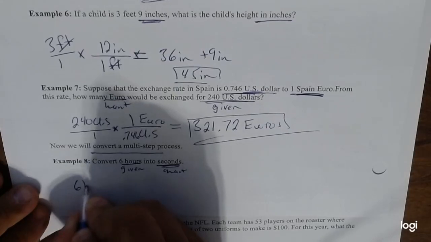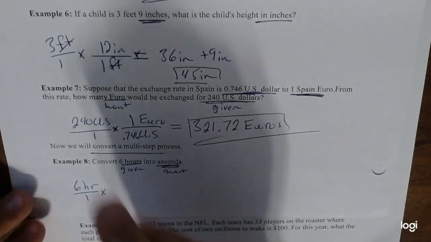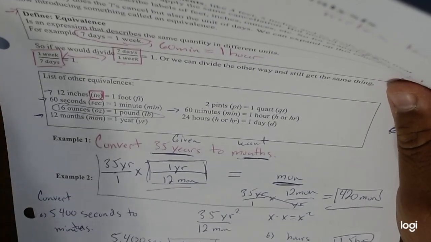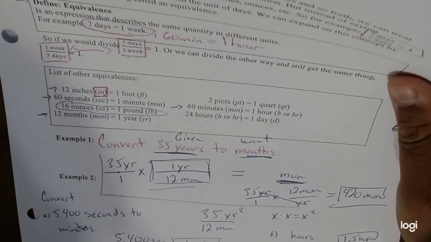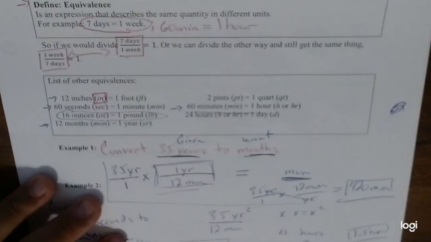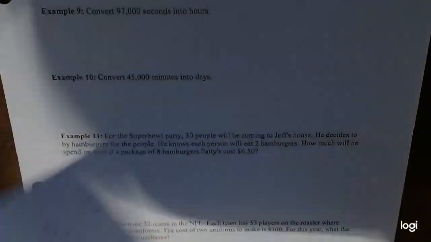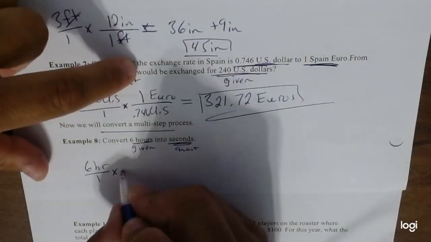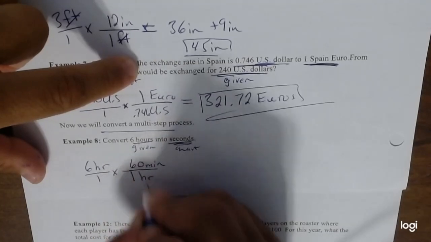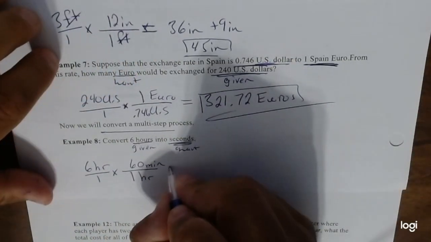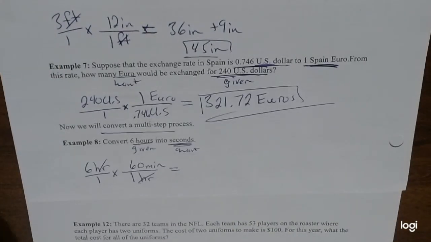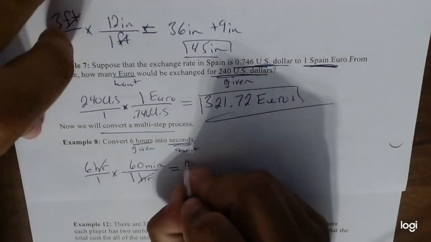Well, start with the given, so that's 6 hours. Well, the only equivalency we have roughly for hours itself is, well, days, which we don't want, right? But we have minutes, right? So we know that for every 1 hour, there are 60 minutes. Again, right, hours has to go on the bottom, so we can do that to cancel out the hours. So if we multiply this way, that's 360 minutes.